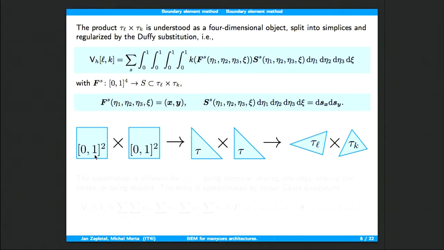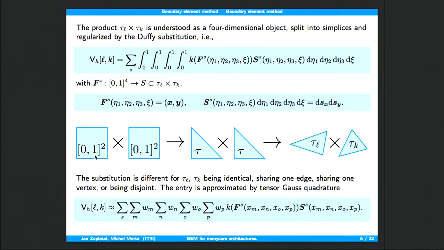The transformation function here in fact maps some reference quadrature nodes from the 4D hypercube first to the set of reference triangles and then to the actual triangles, and it is different for the triangles being the same, or sharing one edge, sharing one vertex, or being completely disjoint. If you do this transformation and approximate the quadrature, you end up with these 5 nested sums.